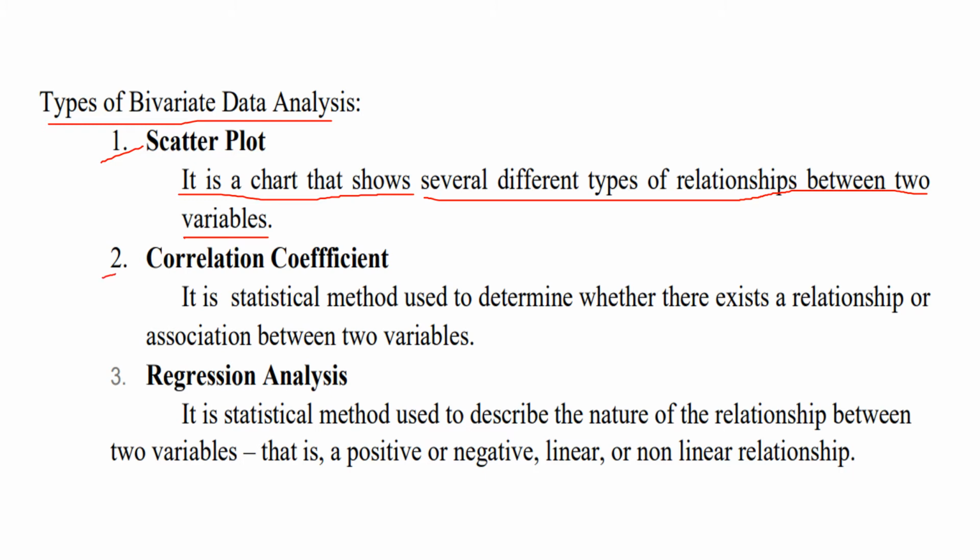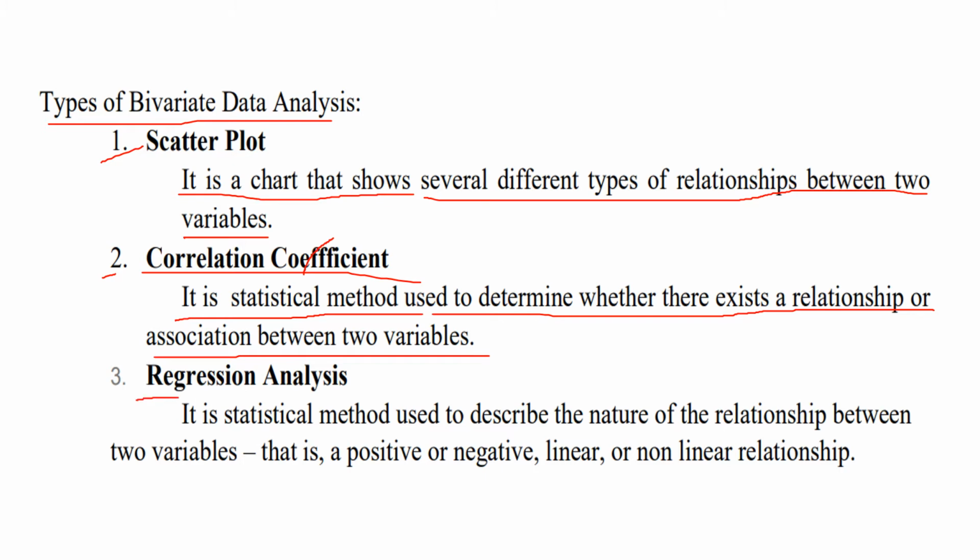For number two, the correlation coefficient. It is a statistical method used to determine whether there exists a relationship or association between two variables. In our next video lesson, there are values for this correlation coefficient, or a range of values, and there is a descriptive term for each range that we're going to discuss. There's a typographical error here: double F for coefficient, so you need to erase one of the Fs here.